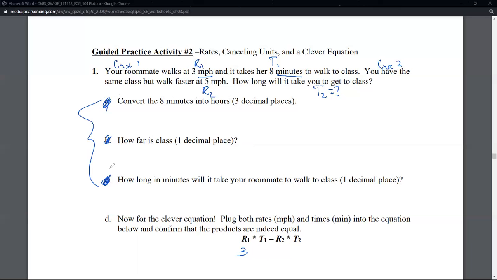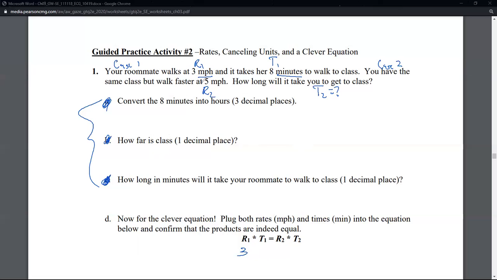So that's what this first problem was actually kind of doing. It's what we would have done before we got to this section. It's saying, well, convert the minutes to hours because these aren't the same thing. Then you can figure out how far away class is using those two numbers, multiplying or dividing them, however they make sense. Then you can figure out, if that's the distance, how long is it going to take your classmate to do it if they're going at that speed? But instead we're doing it this way.